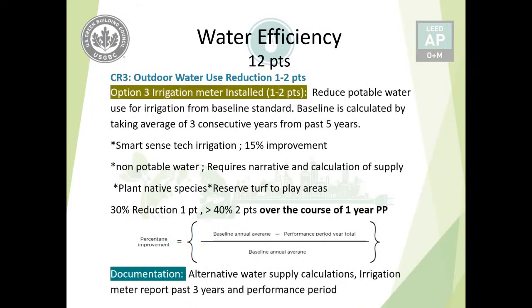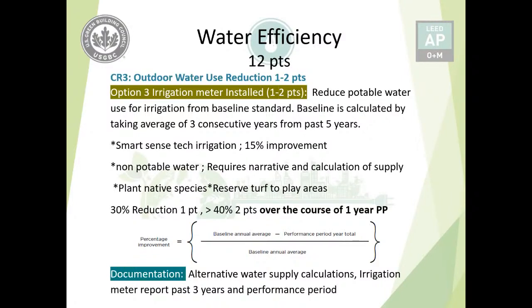So option number three is when you have irrigation sub-meters installed. In that case, your baseline standard would be taking the average of 3 consecutive years from the past 5 years. So you do not have a WaterSense Water Budget Tool. In that case, your baseline would be the actual water used for irrigation in the past 3 consecutive years, or any 3 consecutive years within the past 5 years. Using the same techniques like smart-sense tech irrigation, non-potable water, planting native species, or reserving the turf to play areas, you will apply all these strategies and show the reduction from your baseline. And the new performance of your techniques, or the smart-sense tech irrigation, if you have applied, you will calculate the difference over the course of a 1 year performance period.